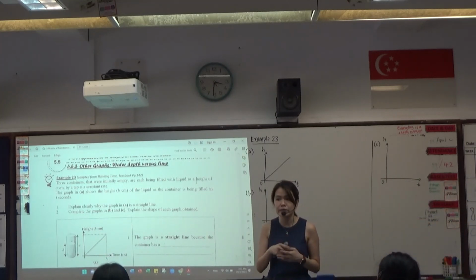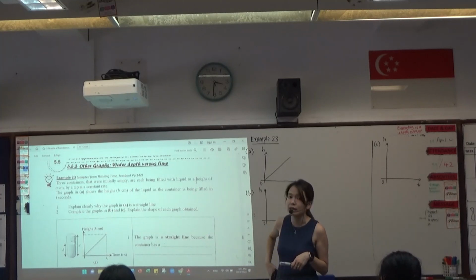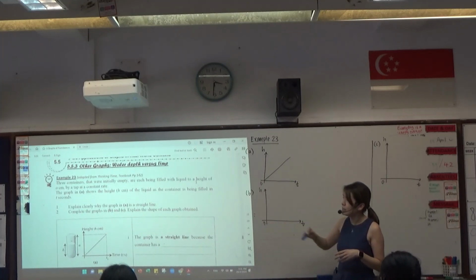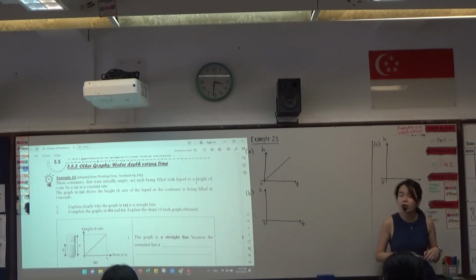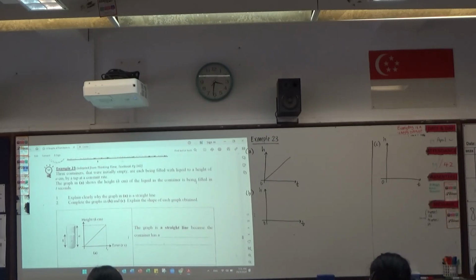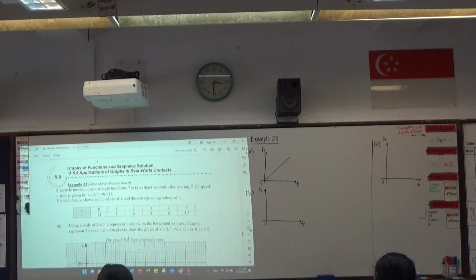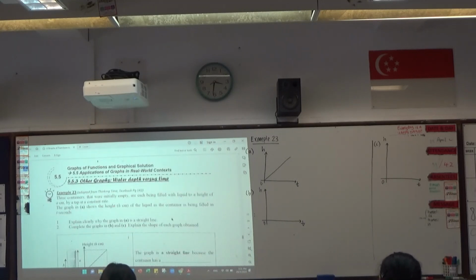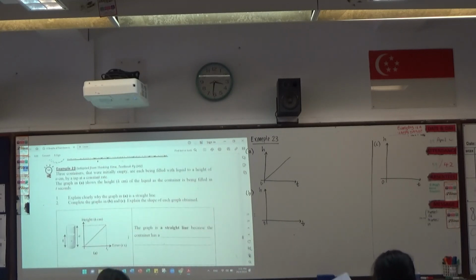For which it is also tested in your alternative assessment, your WA2. Okay, we are going to be now looking at another type of graph that is water depth versus time. Okay, now let's read the question together.